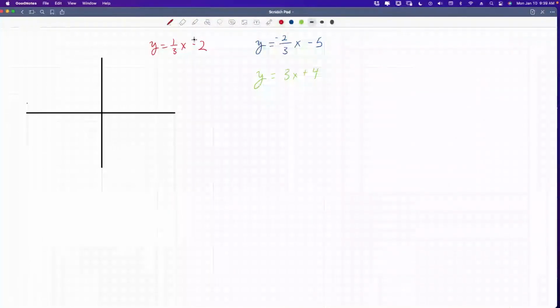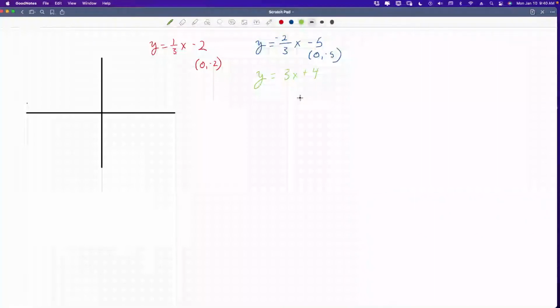All right, so let's do the red line first. First, let's take it apart. I have a -2 for my b. So it tells me my first point is going to be 0, -2, right? For this line, my first point is going to be 0, -5.